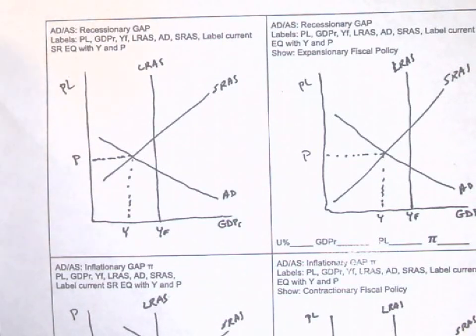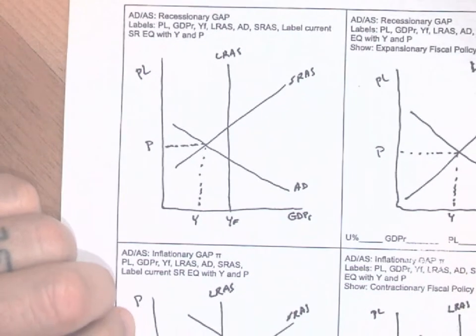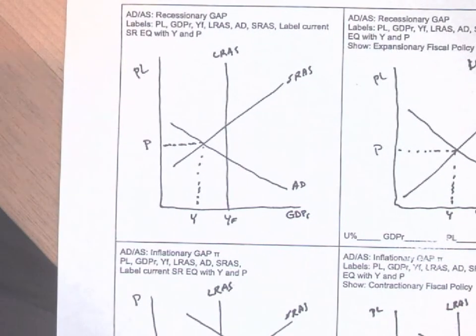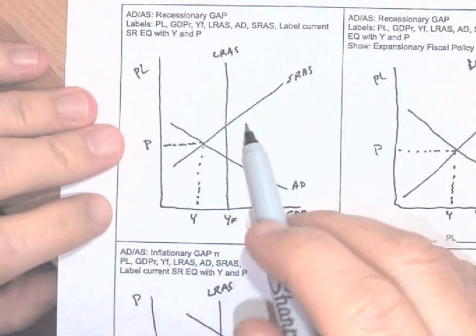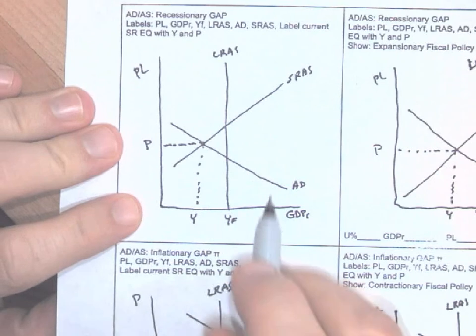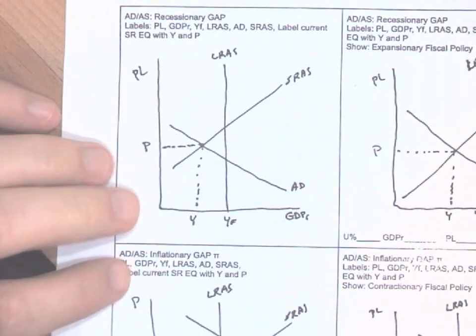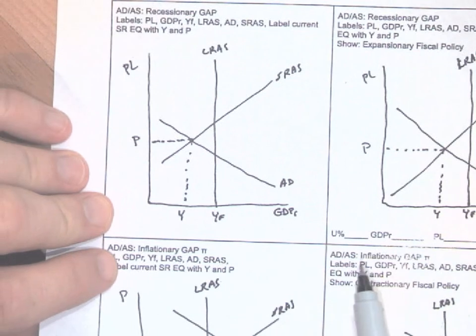Okay, on the second page of the graph practice, we're looking at aggregate demand and aggregate supply with a recessionary gap. So every time we have this gap, we're going to be operating at short-run equilibrium to the left of full employment. So anytime an FRQ asks you to draw this, you're going to set it up just like that. Okay, and then label it, of course, however they ask you to.